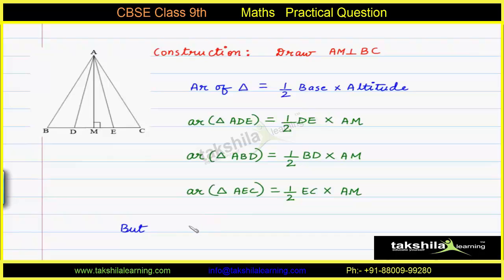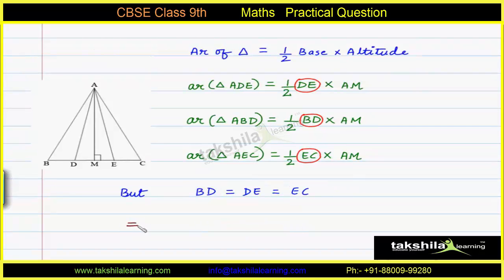But it is given in the question that BD is equal to DE is equal to EC. This is given in the question, and when BD is equal to DE is equal to EC and AM is same, that would mean that all these areas are equal.